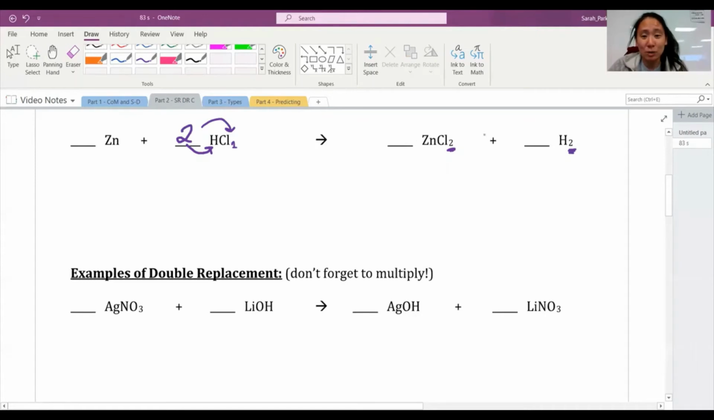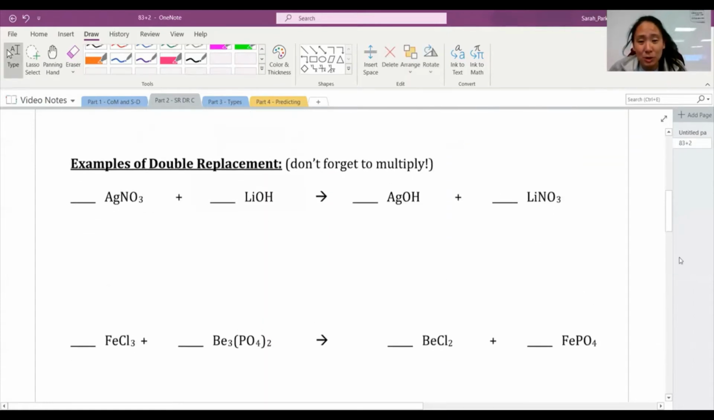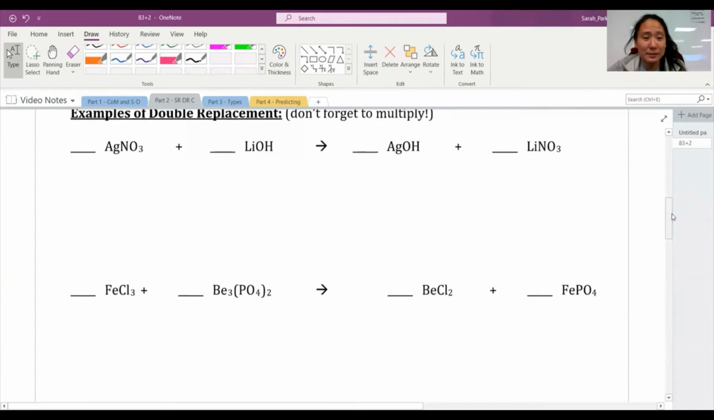So it's blank 2 blank blank, or you can always throw in some 1s if you would like. Okay, not mandatory, right? So now let's get to even more complex problems. So here we have even more elements.